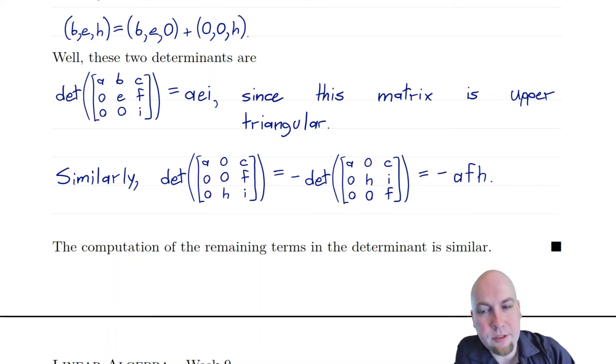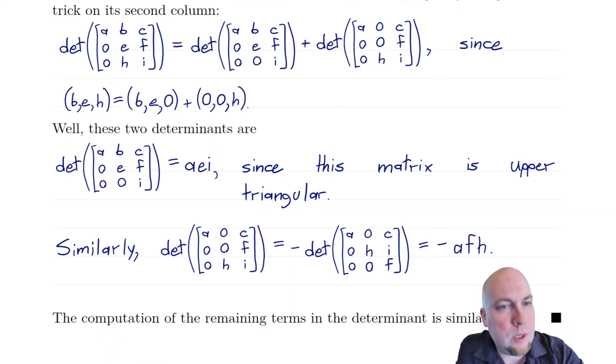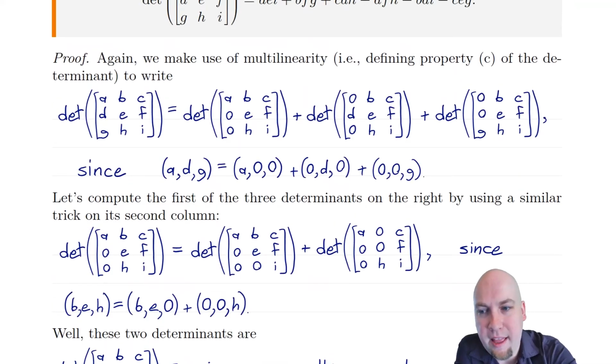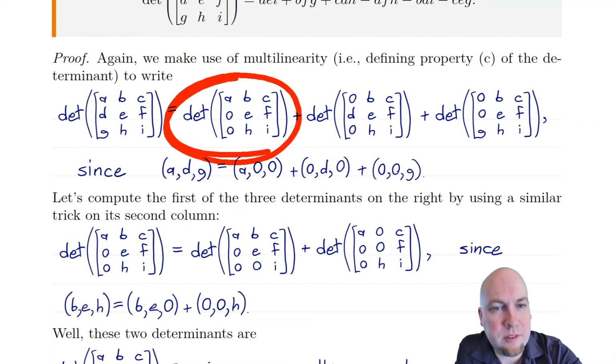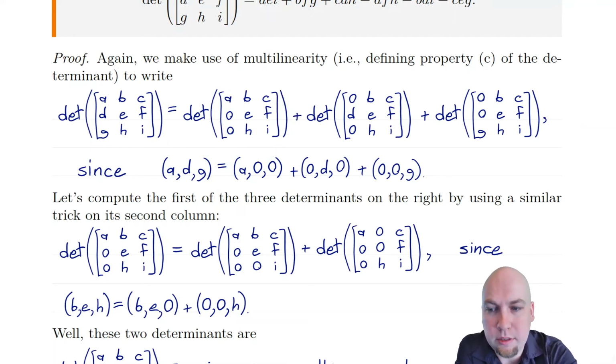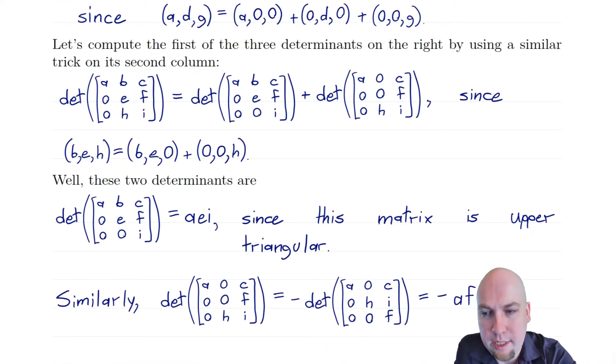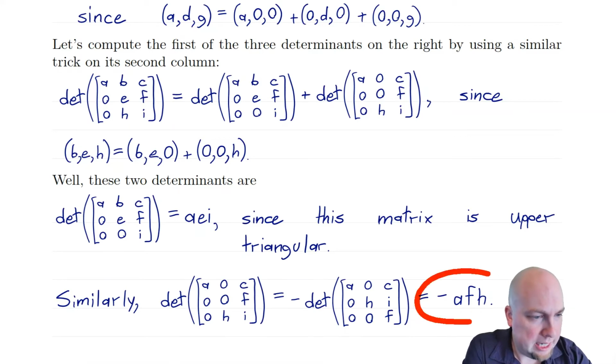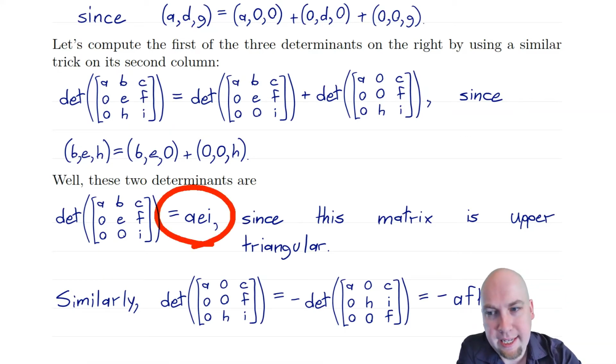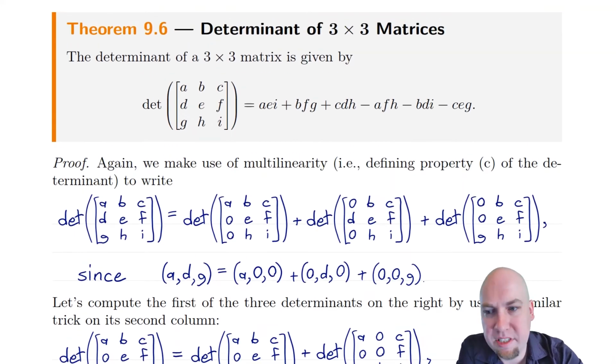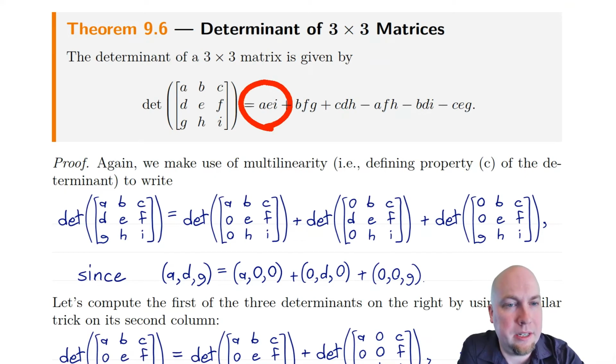It's minus AFH. All right, so what this does is it tells me that this first determinant over here equals minus AFH plus AEI, okay? In particular, that gives us 2 of the terms in this explicit formula up here, AEI minus AFH.